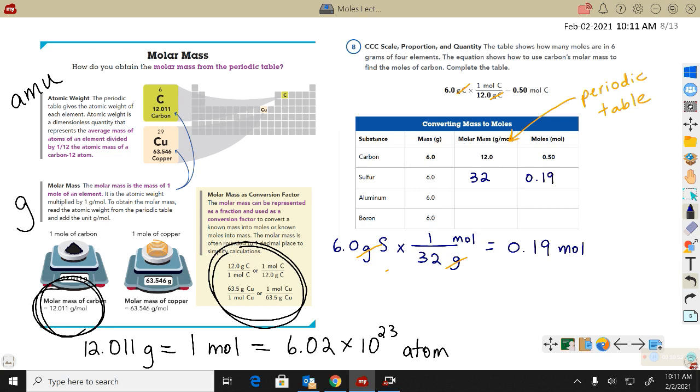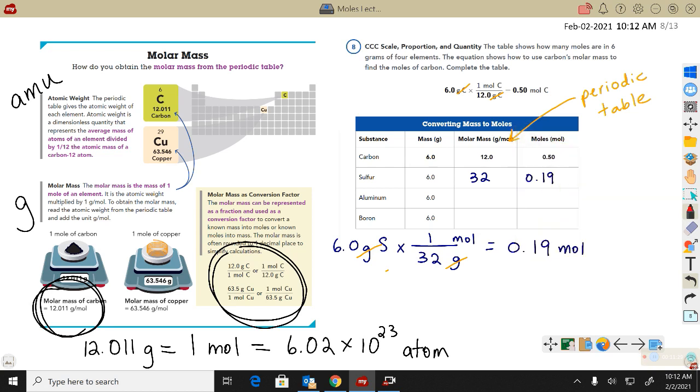Now, obviously, like the carbon example, that one I could probably do in my head. I have 6 grams of carbon. Every 1 mole weighs 12 grams. Oh, yeah, I have half a mole. It's like saying I have 6 eggs, and every dozen is 12. Oh, yeah, I got half a dozen. Again, sometimes the numbers might not be as friendly, and then you plug it in your calculator. This would have just been 6 times 1 divided by 32, which obviously you don't have to multiply by 1.